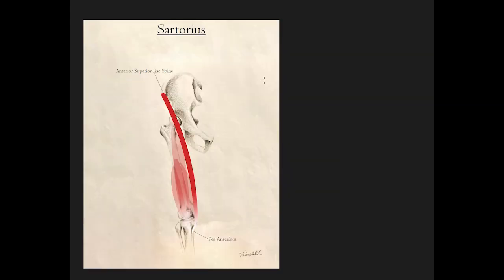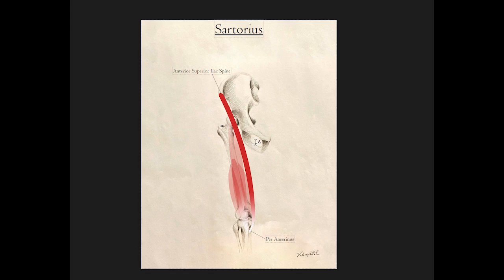Okay, so what is that going to look like? It's going to look something like this. Sorry that it keeps on moving that way. All right, so Sartorius is going to look like this. It basically straps all the way across like so to insert onto that pes anserinus. And when we look at this on a full cadaveric specimen, the Sartorius is essentially going to serve as the roof of a space in the thigh known as the adductor canal. But that is something that we'll save for a different video.